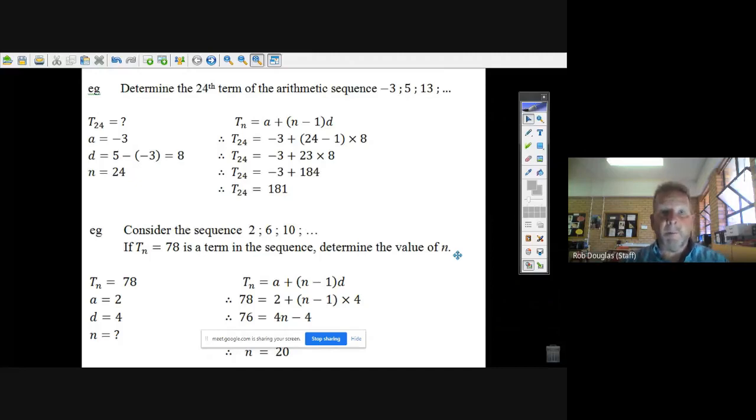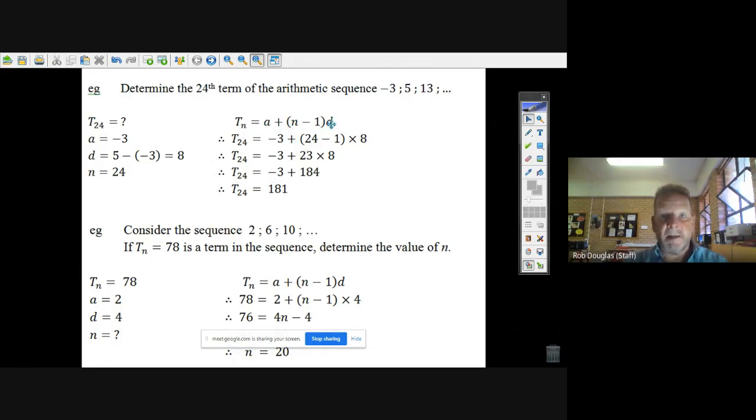Okay, we're going to look at arithmetic sequences, and we're going to look at the different types of questions we get with them. The first thing, if you've looked at the notes, hopefully you've figured out, is that A always stands in the formula for the first term. N is how many terms you're looking at, or the particular term you're on.